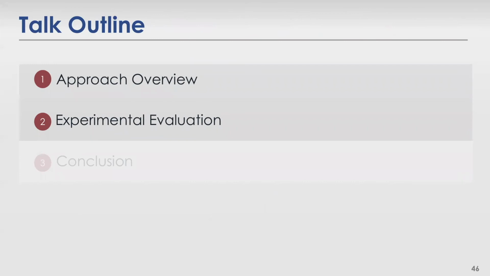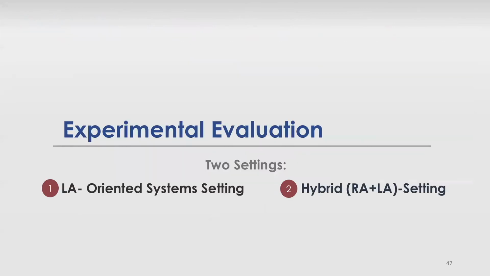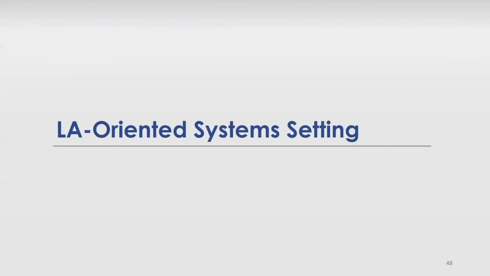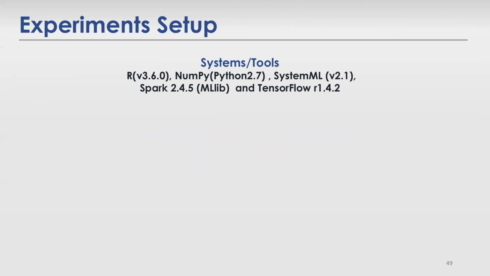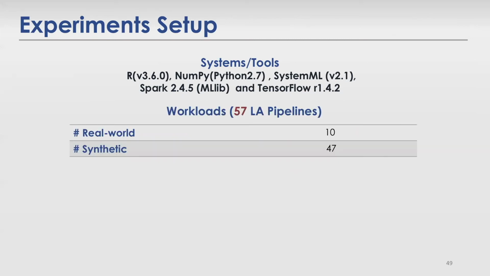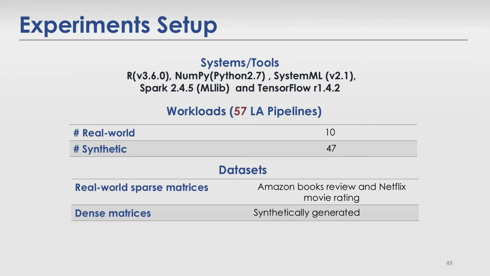Our experimental evaluation. We have evaluated our approach in two different settings. First, on top of linear algebra-oriented systems, and second, on hybrid systems. In this experiment, we are going to present a subset of our results. The extensive set of experiments are detailed in the paper and its extended version. We evaluated our approach on top of R, NumPy, SystemML, SparkMLib, and TensorFlow. We selected 57 linear algebra pipelines used in previous studies or frequently occurring in real-world linear algebra computations. As for the datasets, we use real-world sparse matrices and synthetically generated dense matrices.